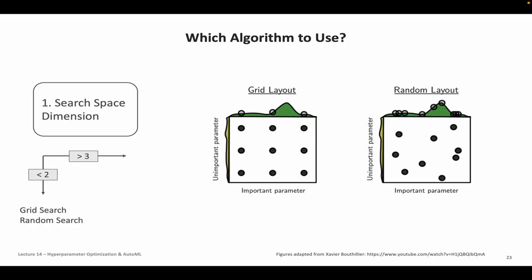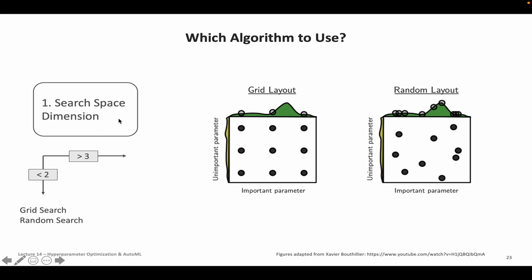Now that we have seen some approaches to HPO, the question is when to use which algorithm. And here I have an overview which was adapted from a colleague, but it's also sprinkled with some of my own experience from doing HPO on the large scale for quite some time now. So what we need to look at here is first the dimension of your search space.